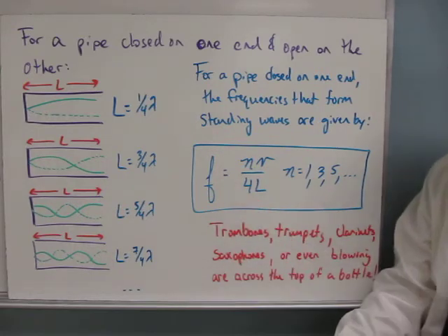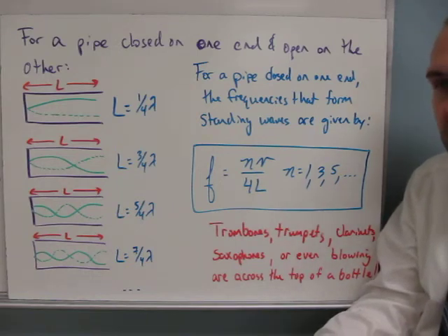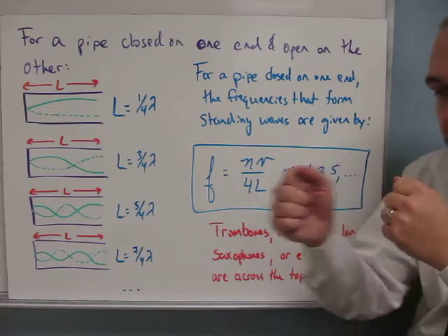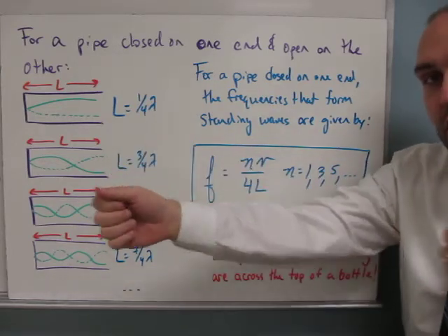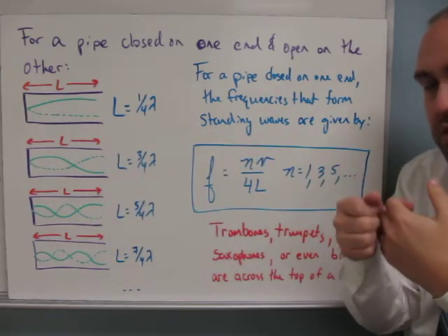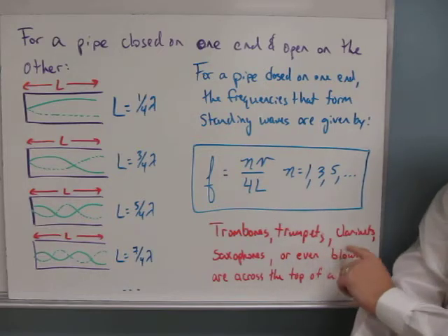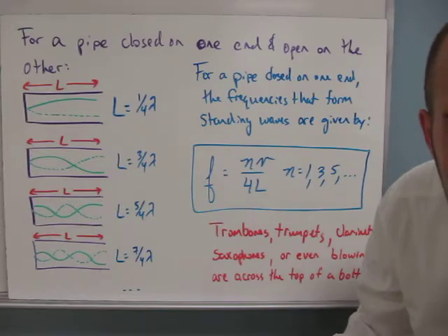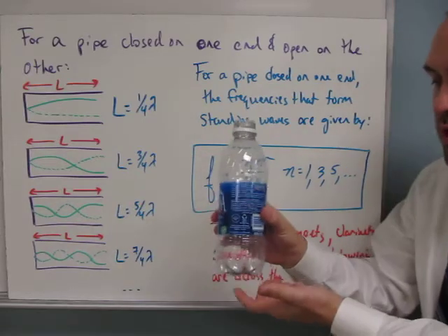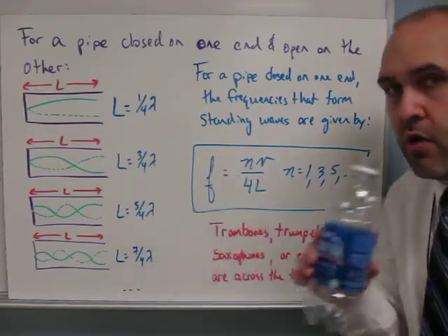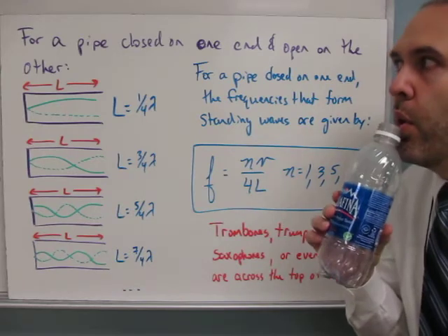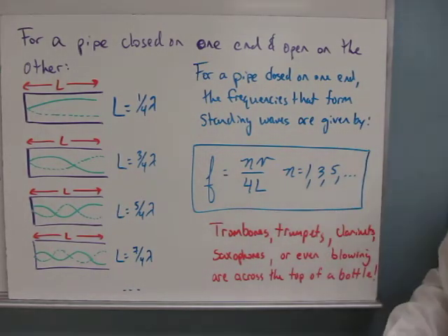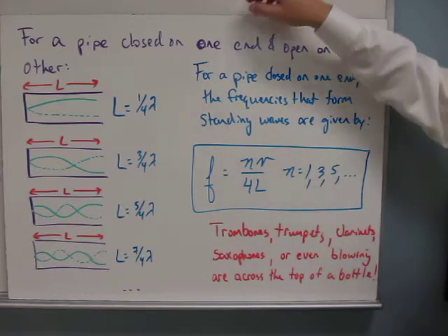Examples of pipes that are closed at one end would be like a trombone. Your mouth closes one end of the pipe, and then you extend the length of the trombone to make a lower note, or you pull the trombone slide in to make a higher pitch note. Trumpets, clarinets, saxophones, or even blowing across the top of an empty bottle. The bottom is closed, the top is open. There we go. And so you get a note like that. So let's do an example with this one here on the next slide.